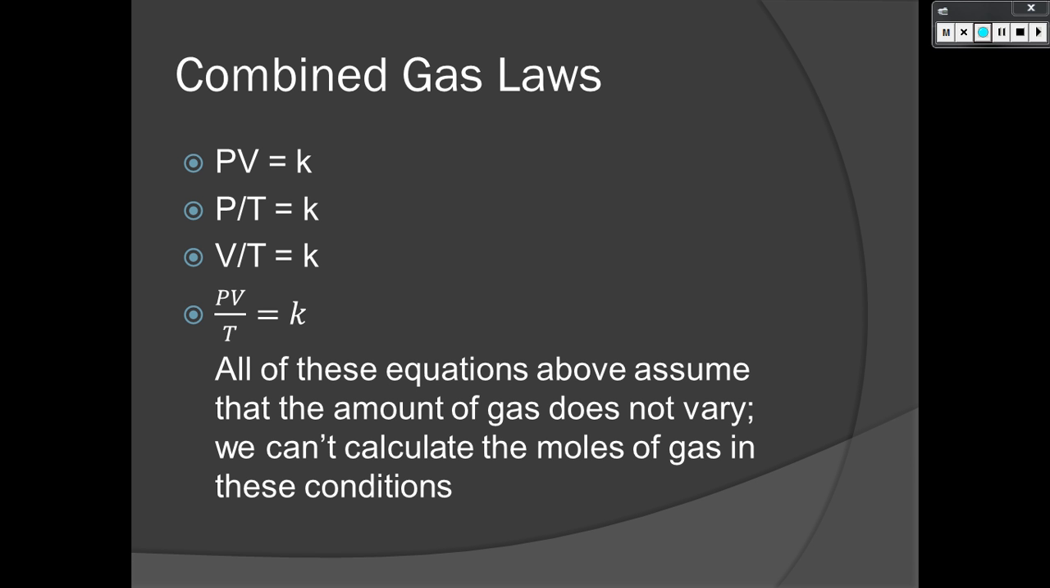We know that pressure and temperature are directly proportional. As you raise the temperature, you raise the pressure. So P over T equals K. Similarly, we know that volume and temperature are inversely proportional. V over T equals K.